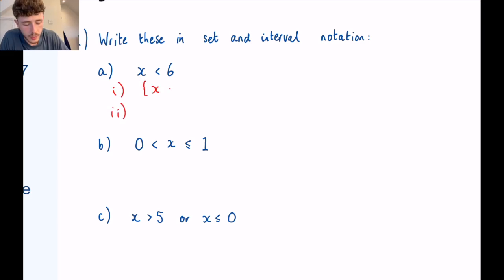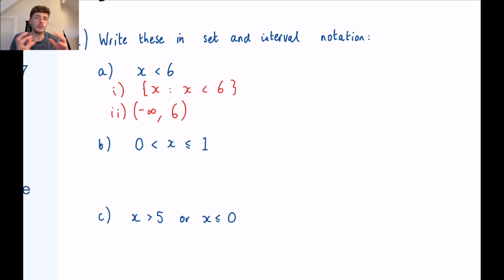So set, we basically just write the same thing, but inside these curly brackets, which are typically used for sets. And it just is a formal way of writing x is the set of numbers such that x is less than 6. Interval notation here, because it's x is less than 6, we're going to have a 6 on the upper bound with a rounded bracket, and that's going to go as low as minus infinity.